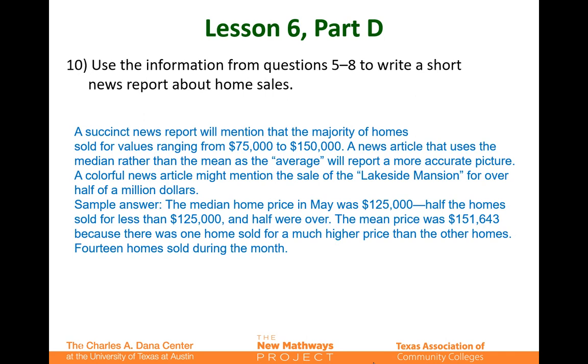So a sample answer might be, the median home price in May was $125,000. Half the homes sold for less than $125,000 and half for over. The mean price was $151,643 because there was one home sold for a much higher price than the other homes. 14 homes sold during the month.